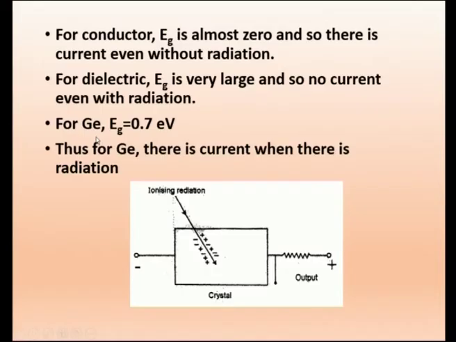Now germanium, for example, is a semiconductor. For germanium, Eg equals 0.7 electron volt, 0.7 eV, which is small. Thus for Ge, there is current when there is radiation. So the gap is crucial. At first there won't be any current, but when there is radiation, it will show a current. That is what we want: there should not be any current without radiation, and when there is radiation, there is current. That is what is happening here.